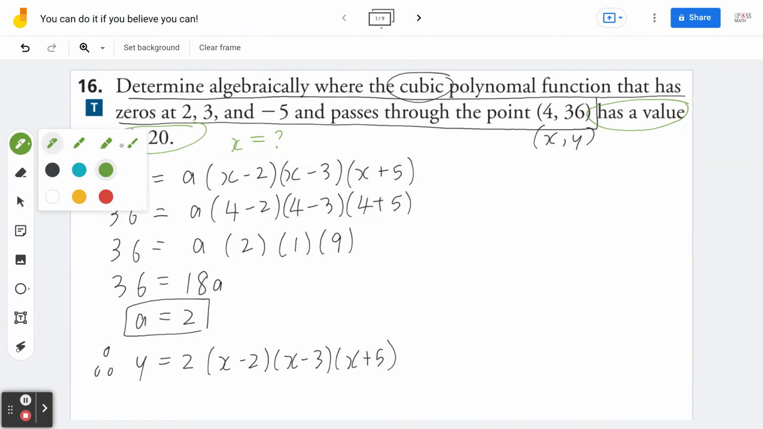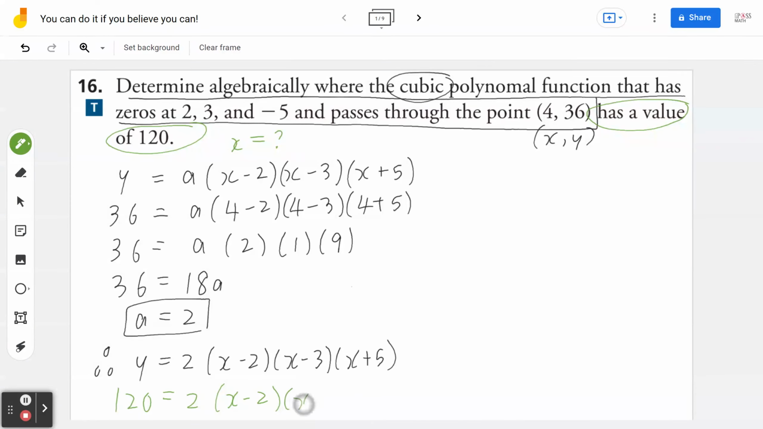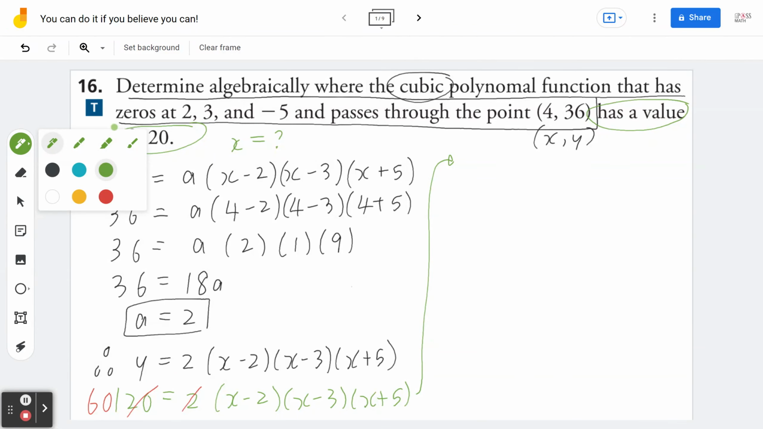Now, for your reference, I'm using a different color. The second part says it has a y value of 120. So we know y is going to be 120. We need to solve for x. And I can tell you right now there are going to be three answers because it's x to the power 3. So the first step is you can go back and divide both sides by 2. So for your reference, if you take 120 divided by 2, that's going to be 60. And now you can expand this.